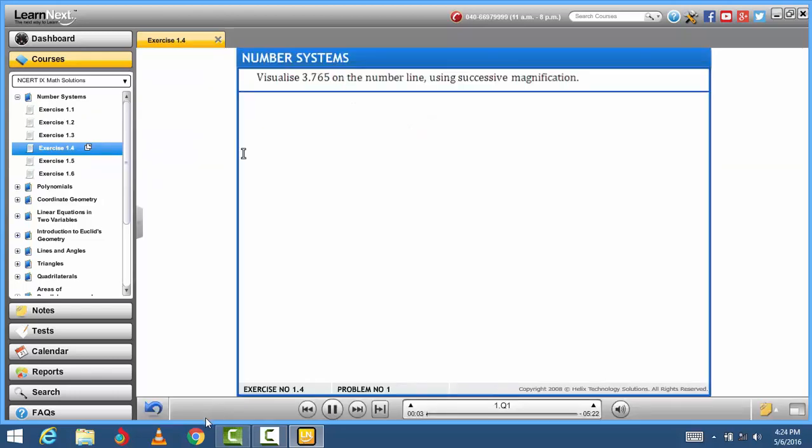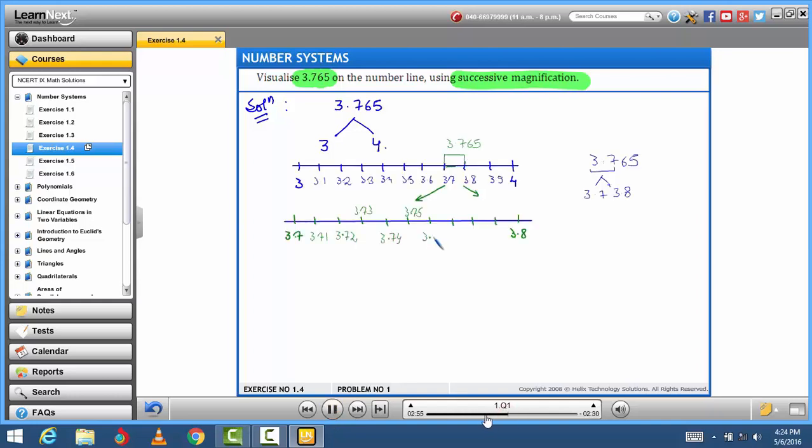In this question, we have to visualize 3.765 on a number line using successive magnification. Now, we have to locate the number 3.765 on the number line, and we know that this number lies between 3 and 4. It will be solved here step by step as the teacher is teaching on the board. Step by step handwritten writing of the teacher with the explanation. Anytime you may pause, play, move forward from here, move backward from here. This is exercise number 1.4, problem number 1.